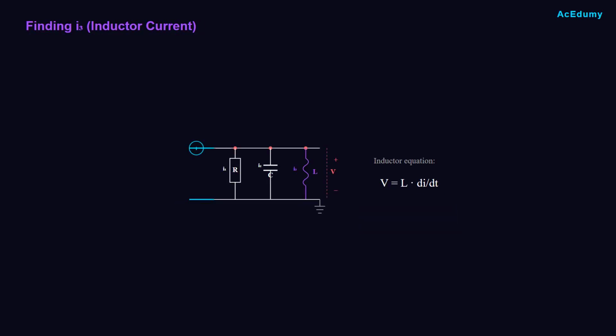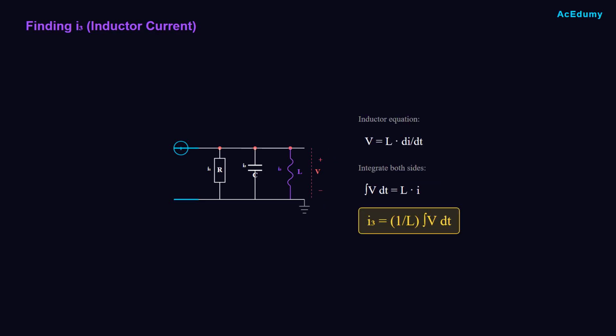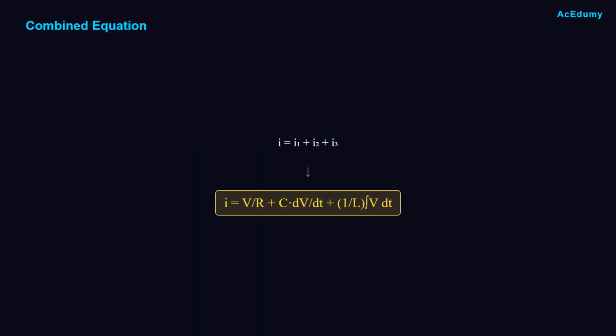Finally, let's find I3, the inductor current. For inductors, we use the voltage-current relationship V equals L times di over dt. This tells us the voltage across an inductor depends on how fast the current is changing. But we want current, not voltage. We need to solve for I3. Taking the integral of both sides with respect to time, the derivative and integral cancel on the right side. This gives us I3 equals 1 over L times the integral of V with respect to time. Now we have all three branch currents.